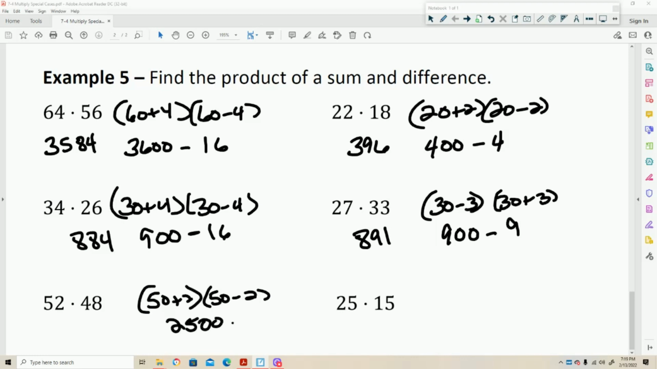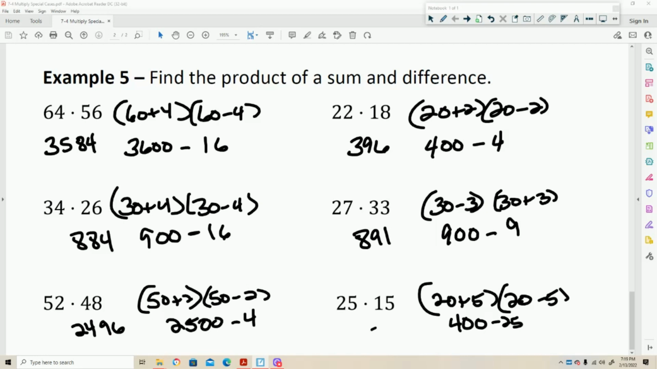Two more. I've got 50 plus 2, 50 minus 2, multiplied together. 2,500 minus 4, that's going to be 2,496 for a final answer. And here we've got 20 plus 5, 20 minus 5. That is going to be 400 minus 25. That is 375. That takes care of multiplying special cases.